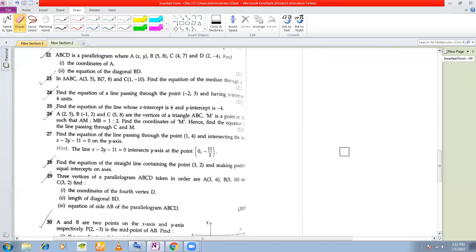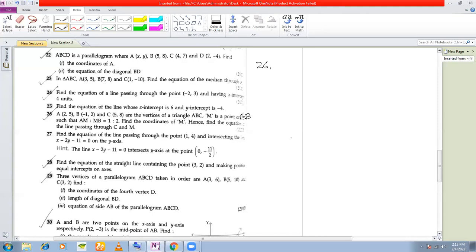The next question is 26. Again, this question is a little hazy, so I'll just make a note of what is given. Question number 26 states A, B, and C coordinates are given, and they are the vertices of triangle ABC. M is a point on AB such that AM is to MB is 1 is to 2. Find the coordinates of M. Now the ratio is given, so by section formula, obviously, you can find out the coordinates of M. This is actually a mix of section formula and equation of a straight line. The next part is: hence find the equation of the line passing through C and M.